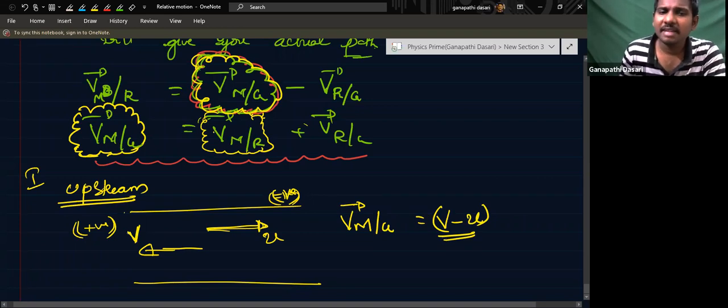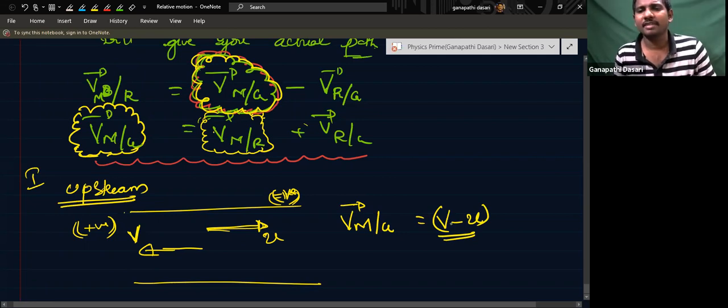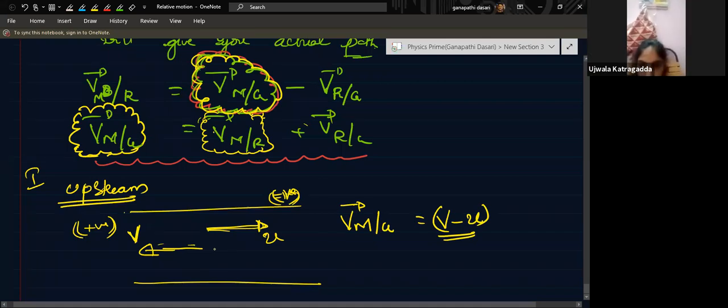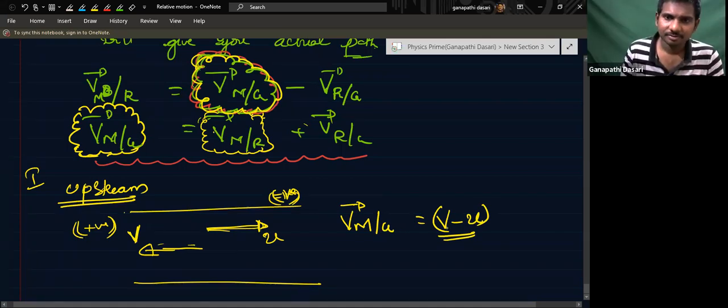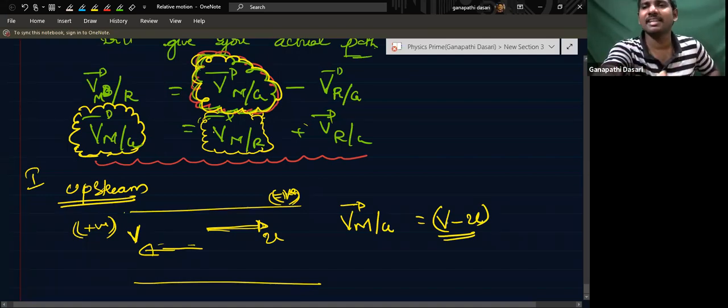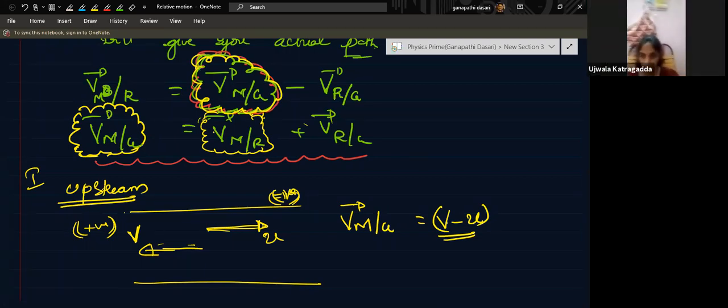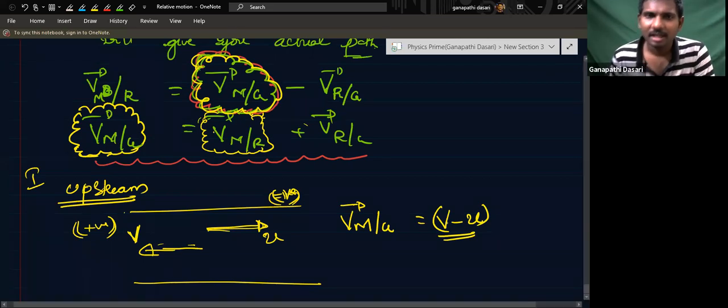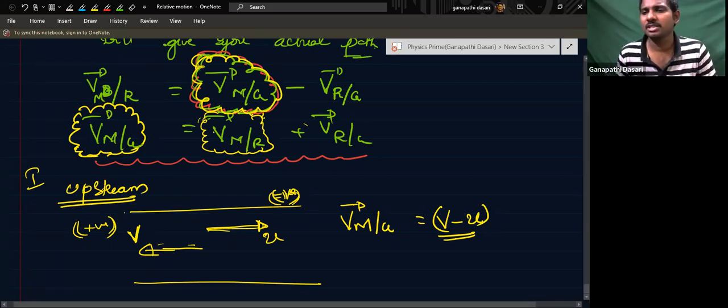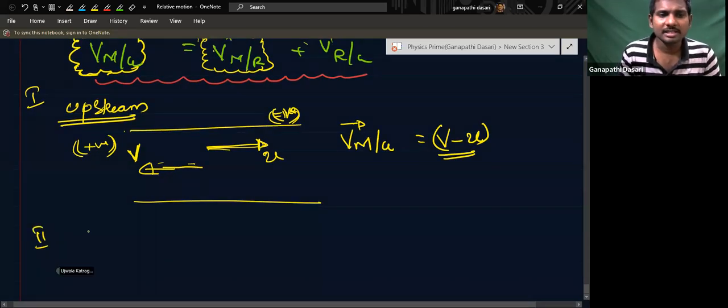Yes, sir. That is why whenever you are solving upstream problems, you subtract the velocity of the river from the velocity of the man. Here you don't reverse it and add. Directly v minus u. You got it? This is the vectorial addition of opposite vectors. Suppose the river is coming towards you and you are going against the river. Your velocity will decrease, right? You will go a bit slower than the real velocity. If I add both the vectors, v minus u is the velocity. Like that, case 2 is downstream.